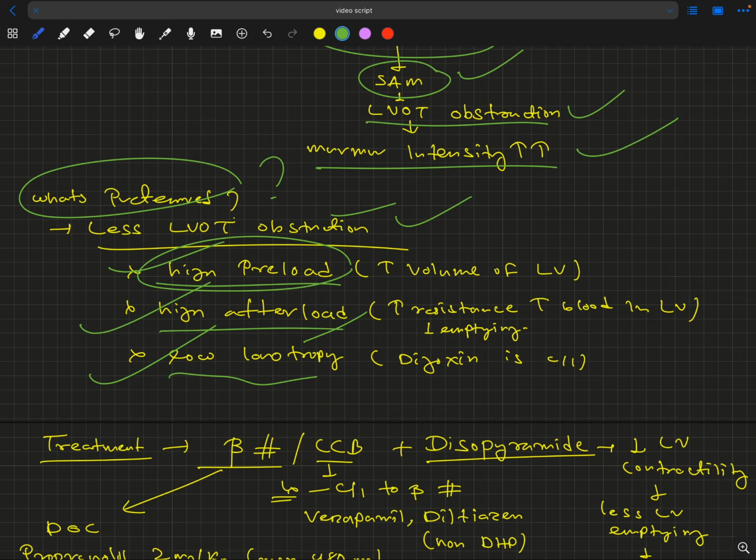Another thing associated with high afterload is increased resistance, so the LV can't pump much blood into the aorta. More blood will remain inside the LV. That will lead to dilatation and stretching of the LV. All these three conditions lead to more blood inside the left ventricle, which leads to less obstruction in the LV outflow tract. This is preferred, and there will be a low intensity murmur in these cases also.